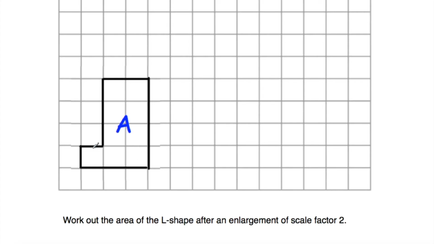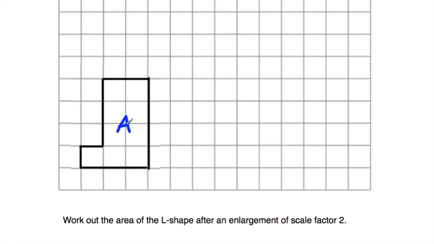That means that each little square has got an area of 1 centimetre squared. And the question says, work out the area of an L shape after an enlargement of scale factor 2. So we need to enlarge this by scale factor 2. And don't just double the area. Some students will think, well, if the area of this one is equal to 9 centimetres squared, we would double it and that would be 18 centimetres squared.